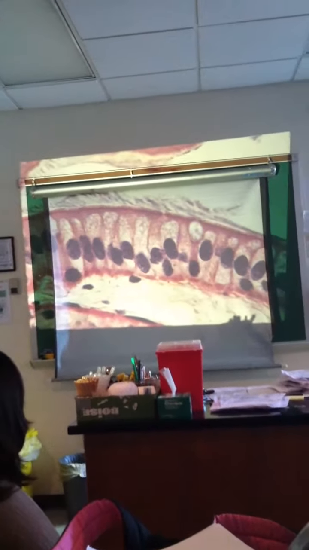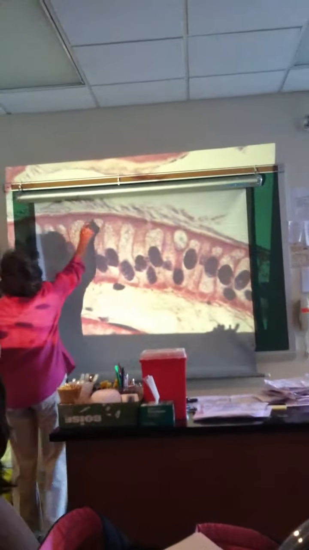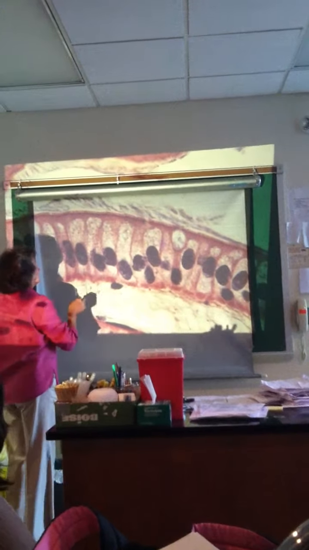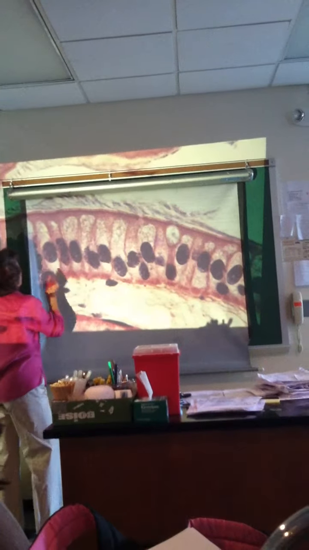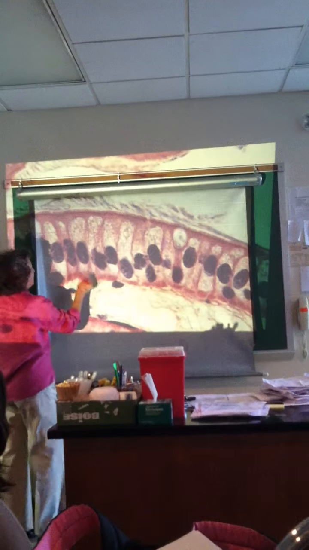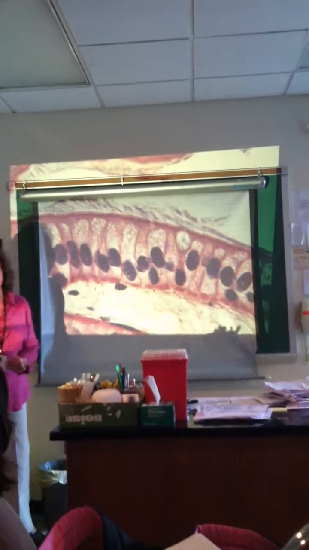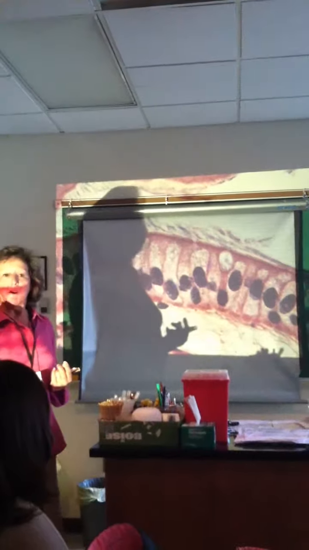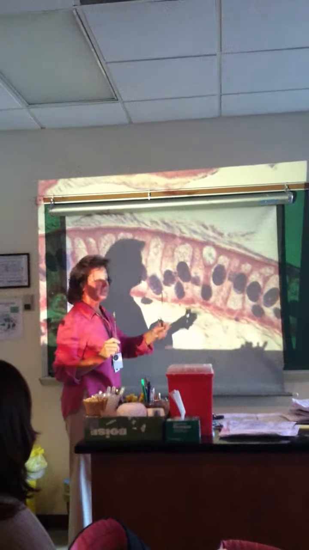This is beautiful. Now, first of all, this is an artifact. That shouldn't be there, it's some debris. So ignore that gray stuff. But look at the cells. Look at the nuclei. Bing, bing, bing, bing, bing, bing. It's simple columnar epithelium. This happens to be small intestine.